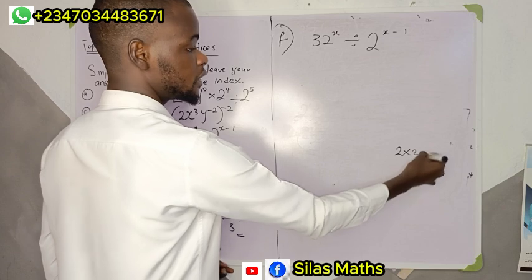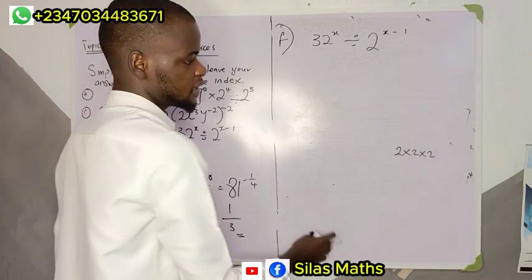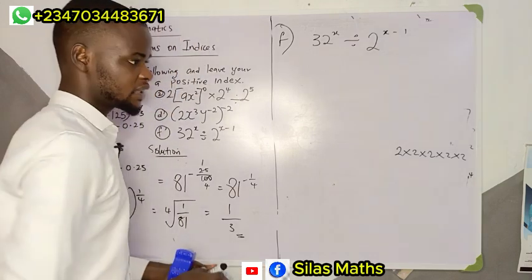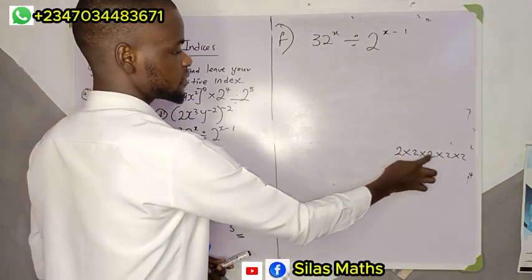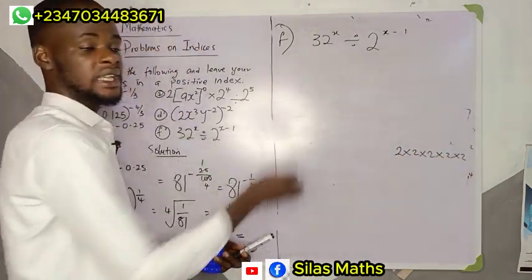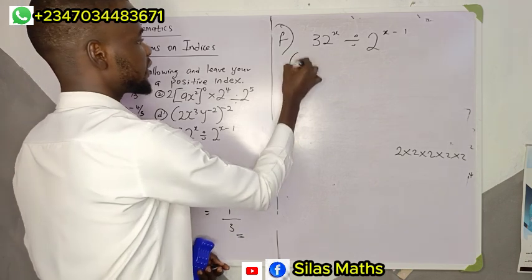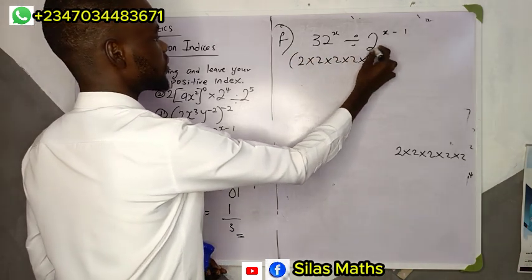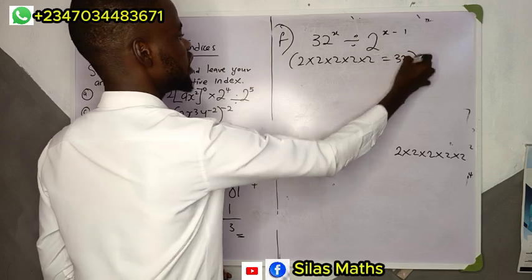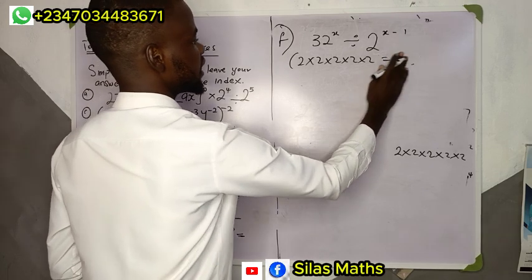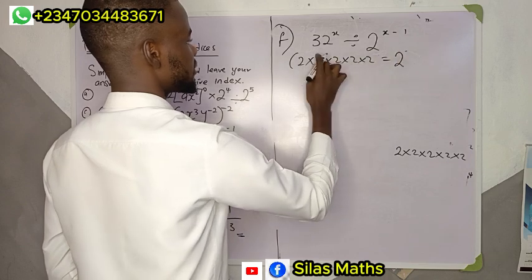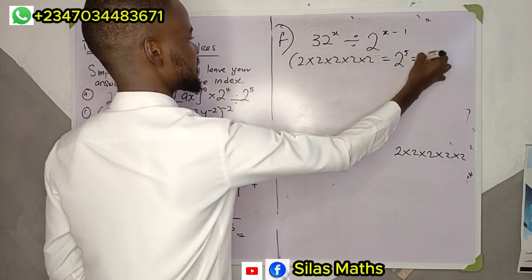2 times 2 is 4, times 2 is 8, times 2 is 16, and times 2 is 32. That means I have 2 in how many places? 1, 2, 3, 4, 5. So that is to say that 32, we can write it here, 2 times 2 times 2 times 2 times 2 is equal to 32. So that is to say it is equal to 2 raised to power 5, which is same as 32.